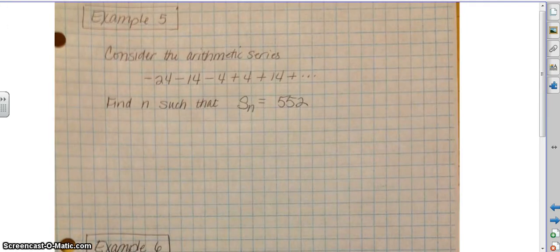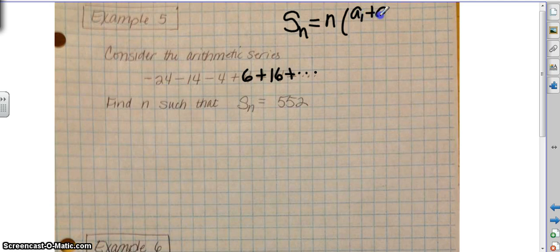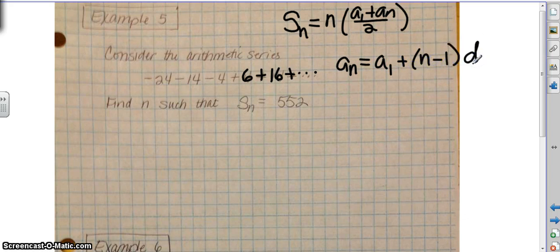In example 5, I'm going to consider the arithmetic series negative 24 minus 14 minus 4 plus 6 plus 16 and so on. Remember that my formula is S sub n is equal to n times a sub 1 plus a sub n, divided by 2. So in order to get the sum, I need to know a sub n. In order to get a sub n, I need to remember the formula is a sub 1 plus the quantity n minus 1 times d. I need to get d. Well, I can get d because I'm adding 10 each time to get to the next term. So d is equal to 10.